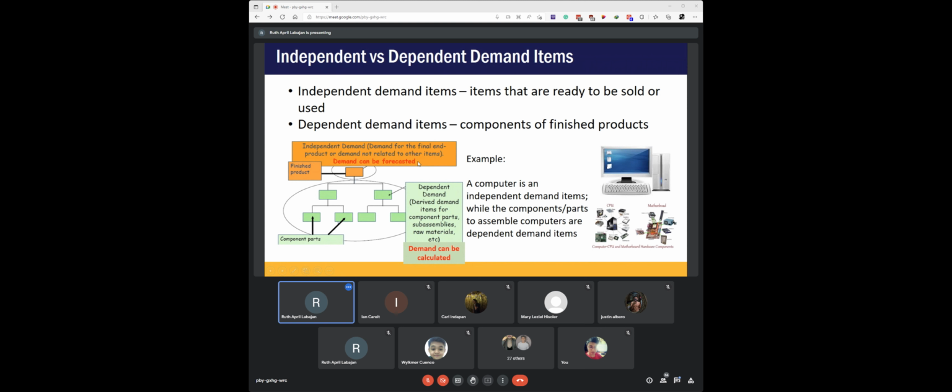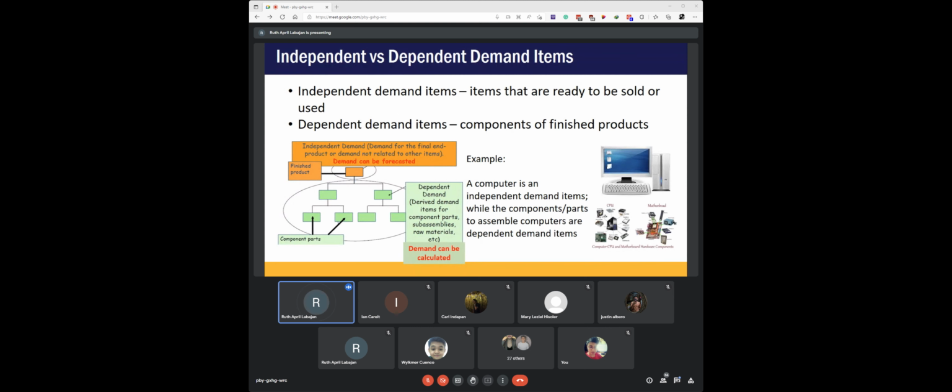Okay? So for instance here, a computer, the finished product, the final product, can be classified as an independent demand. And then the components utilized to assemble, to make this computer are all called your dependent demand items. Okay? Understood? Any questions before I proceed?